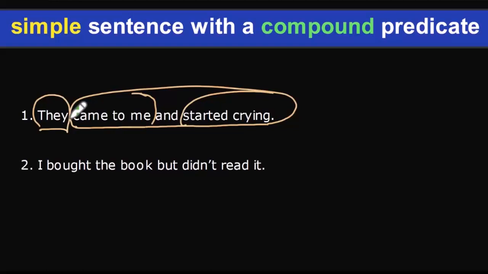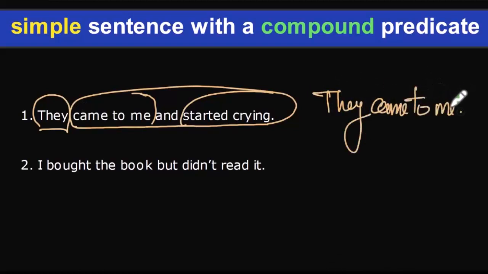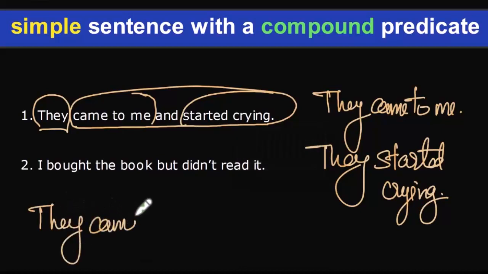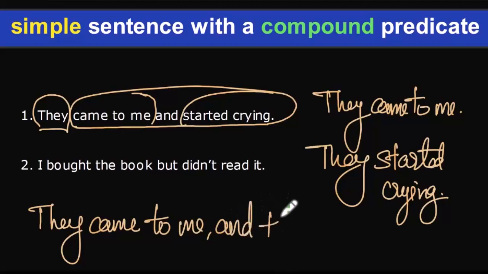What has actually happened here is that I've brought two independent clauses together. Instead of saying, they came to me, they started crying, which is not advanced, you shouldn't do that. These are two different sentences. You can bring them together using a coordinating conjunction as well. So you can change this simple sentence into a compound sentence, like, they came to me, comma, coordinating conjunction, and they started crying.